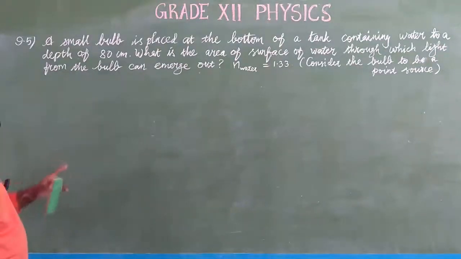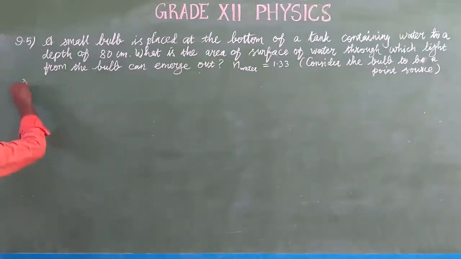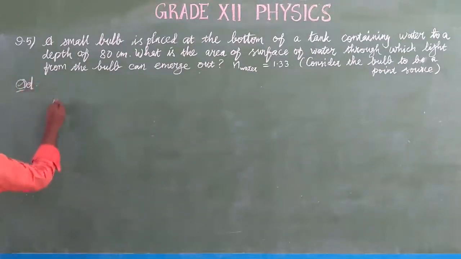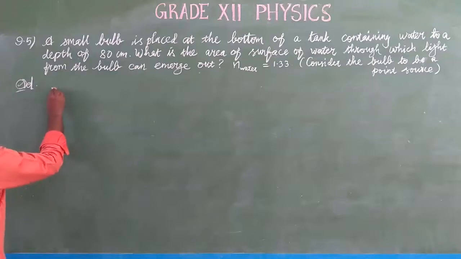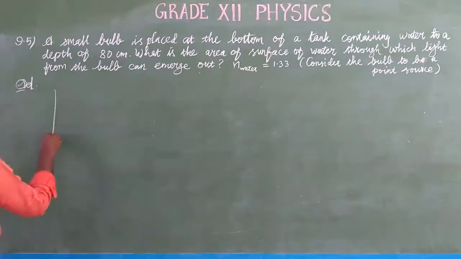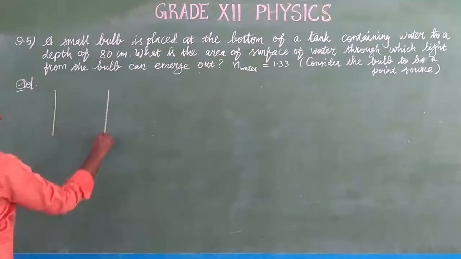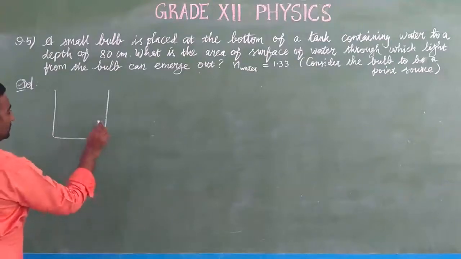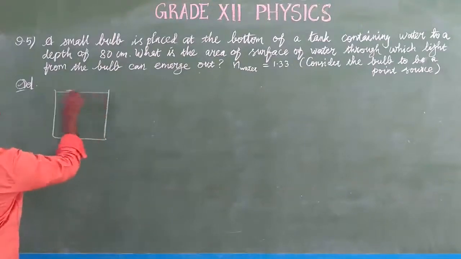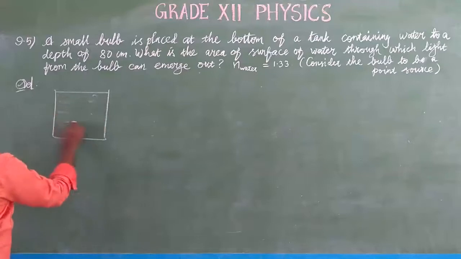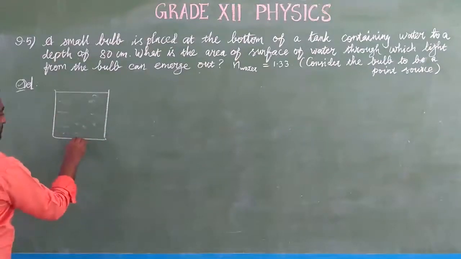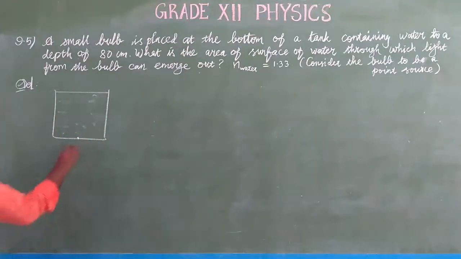Look at the question. A small bulb is placed at the bottom of the tank. There is a water tank, so it's fully filled with water. Imagine it's fully filled with the water. A small bulb is placed at the bottom of the tank. So this is the bulb.